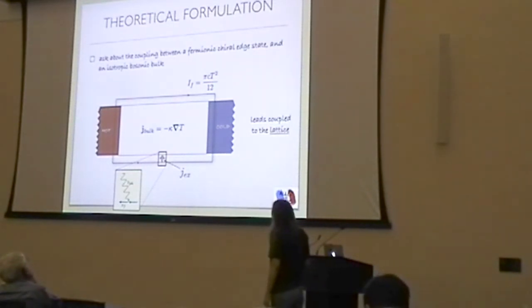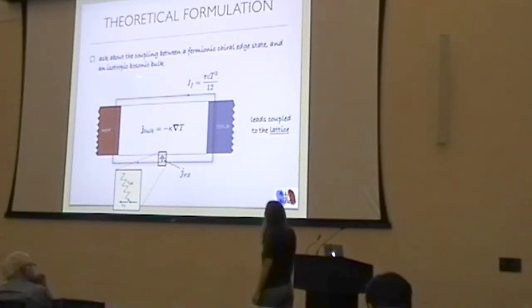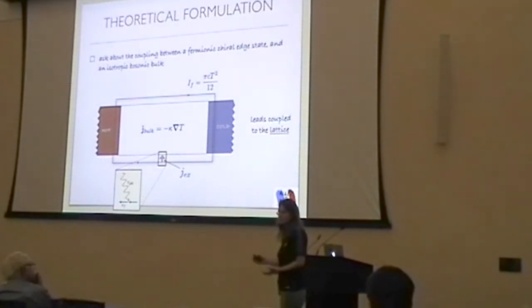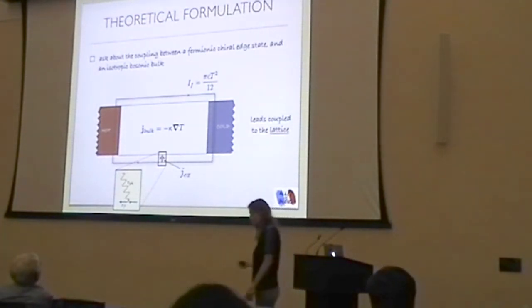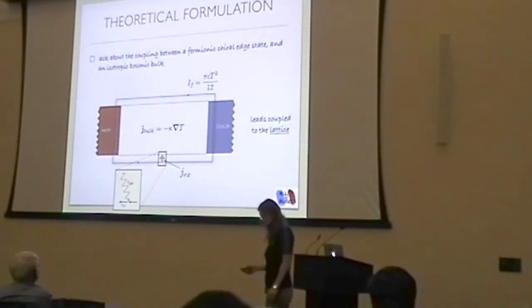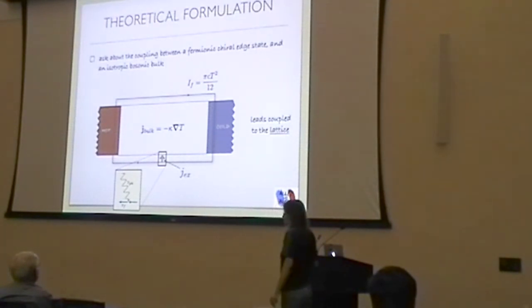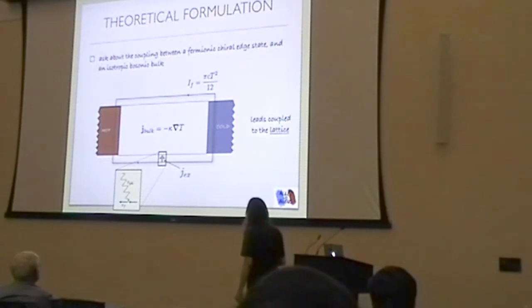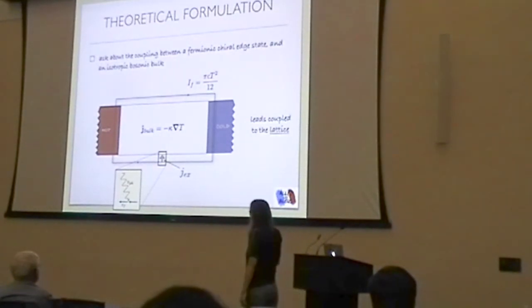We asked about the coupling between the fermionic chiral edge state and an isotropic bosonic bulk, and the reason why I formulated it this way is that the results we get from this chiral Majorana edge in this quantum spin liquid phase can be generalized to other systems with chiral fermions.